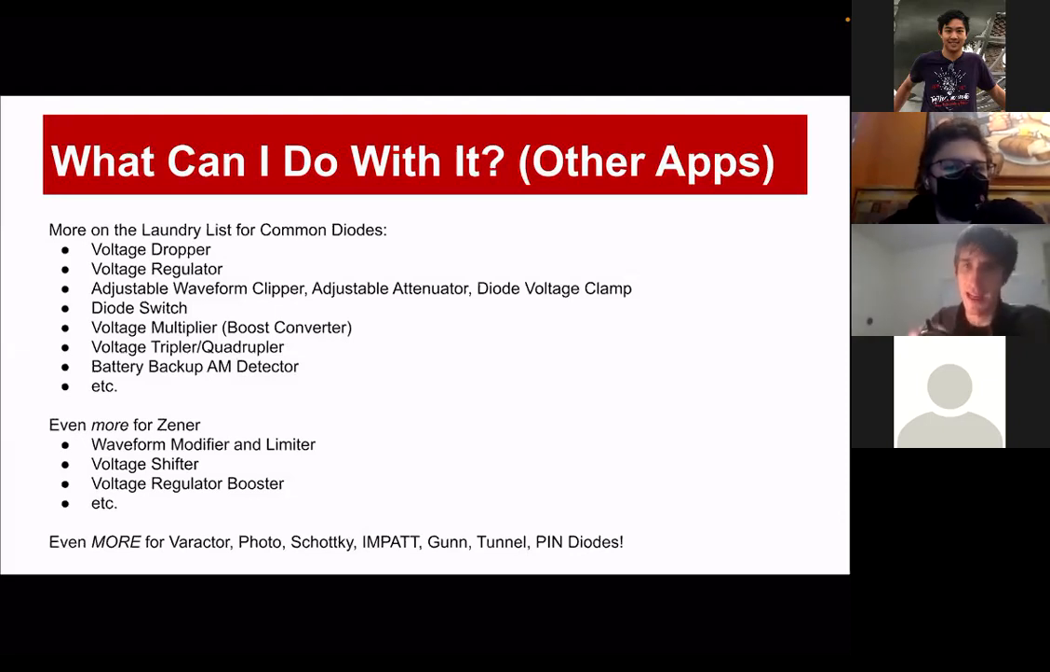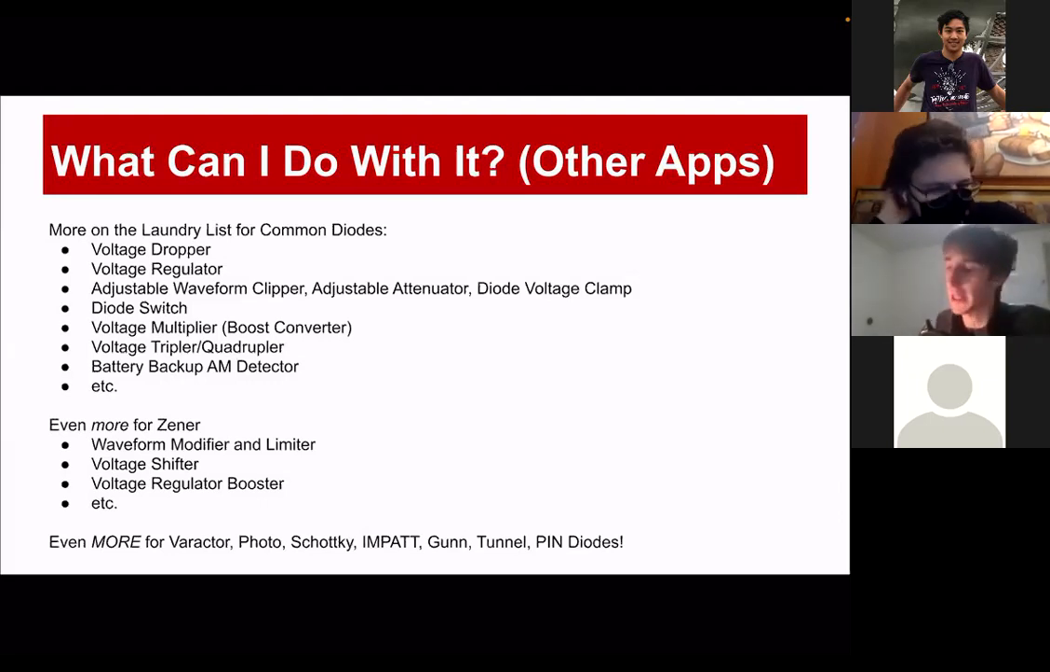AM detector, AM like radio waves. A certain diode configuration allows you to detect that. I forgot to put a comma in there. There's even more for Zener diodes: waveform modifier and limiter, voltage shifter, or voltage regulator booster.